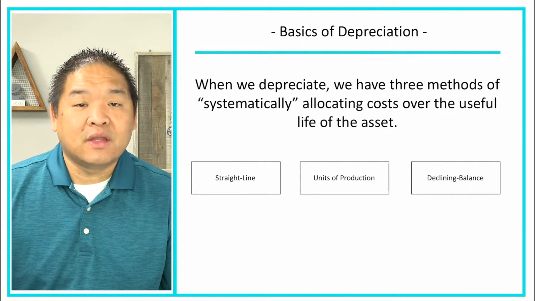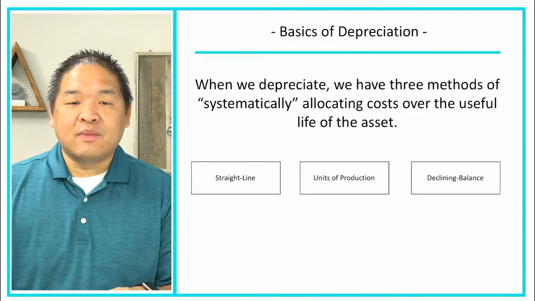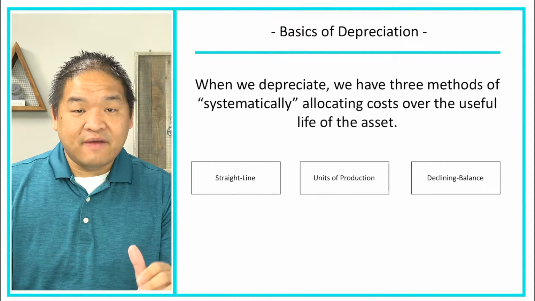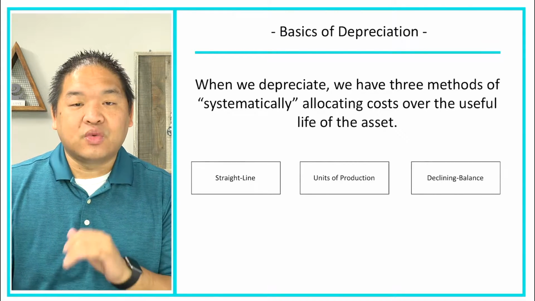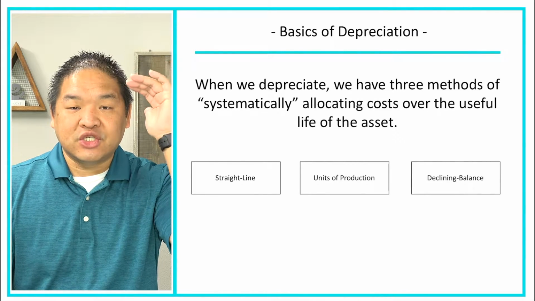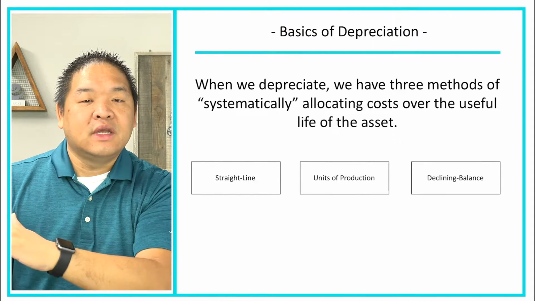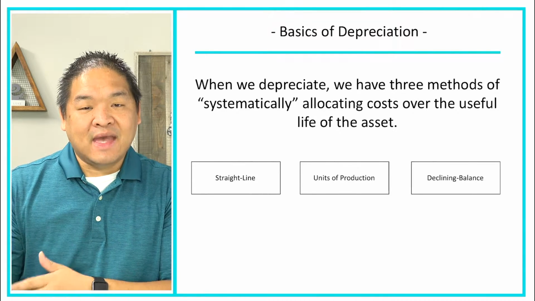The last one here, the declining balance, assumes this idea that the most useful part of an asset is at the very beginning of its life, and then it becomes less useful. So the declining balance would give a higher level of depreciation in year one, and then it slows down in the final year. So we take more up front and less at the end of its life.